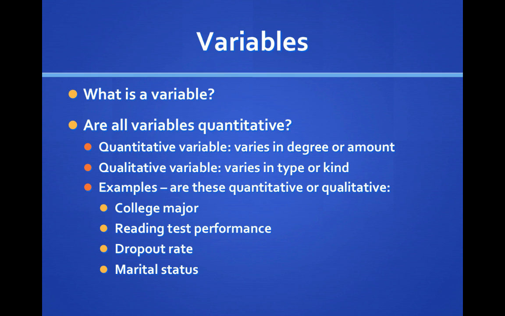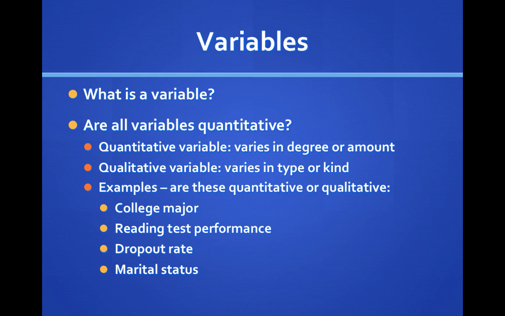Okay, so dropout rate, college dropout rate, is another quantitative variable, right? You can assign numbers to a measured dropout rate. So maybe 30% of the student body drops out of college within 6 years, or 50%, or whatever. Numerical values can be assigned.